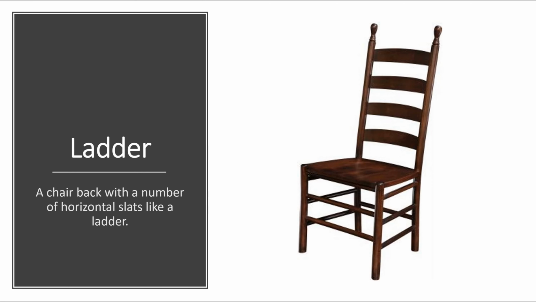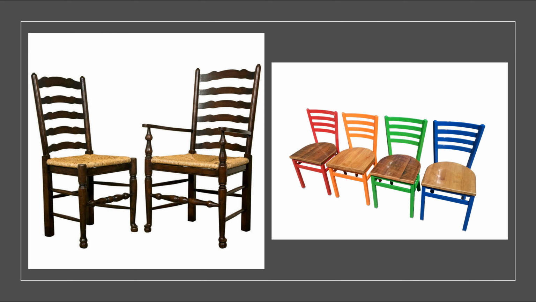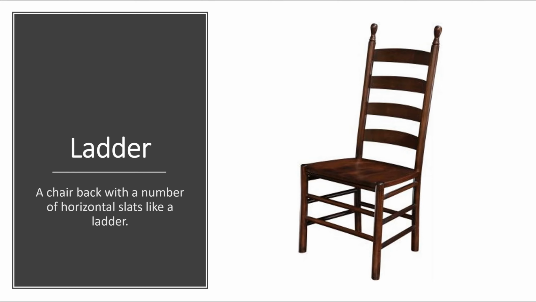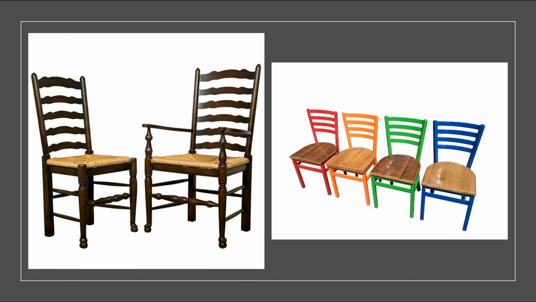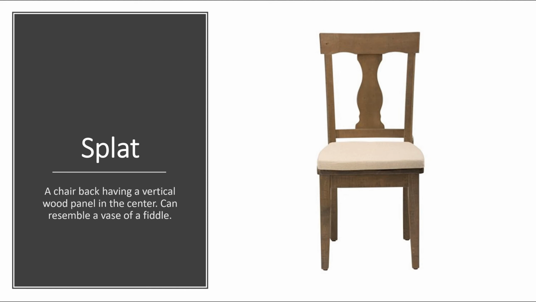Okay, then we have a ladder chair. This one's super easy. It's a chair with a number of horizontal slats that look like a ladder. Here we go. And they can be different shapes. They don't have to be straight across like this one. They can have curves in them like that one picture with the basket weave seats. Then we got some different colored ones.